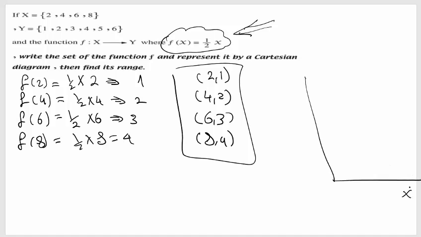I will put here x and I will put here y, because you said to me it's a function from x to y. Then on the horizontal axis I will use x, which is 2, 4, 6 and 8. On the vertical axis I will use y, which is 1, 2, 3, 4, 5 and 6. 2 is used with 1, 4 is used with 2, 6 is used with 3, and the last one, 8, is used with 4. Find the range.